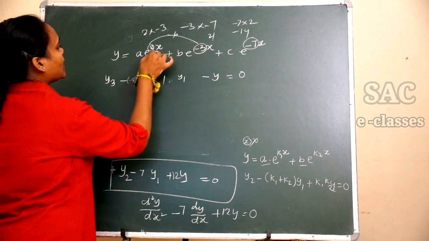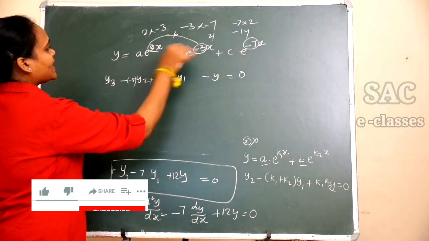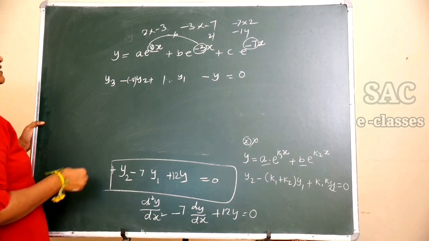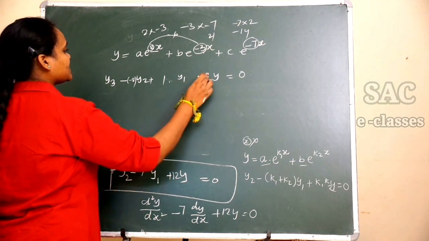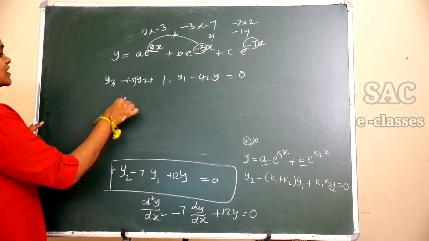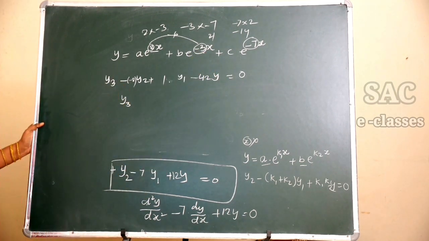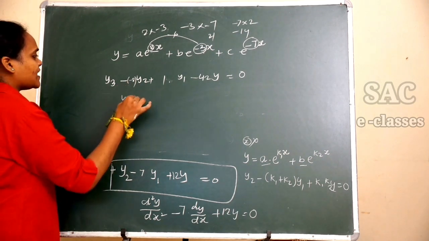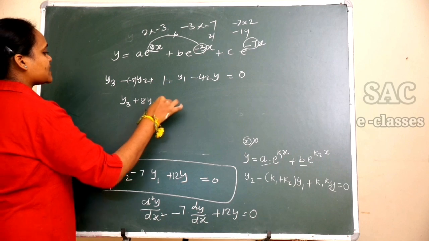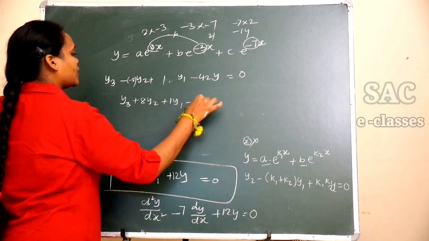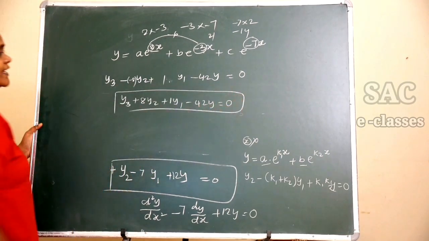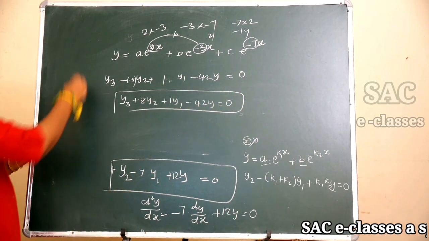Multiply all three: 2 into minus 3 is minus 6, into minus 7 it is plus 42. So the constant is minus 42. So what is the differential equation you may get? y''' minus of minus 8 means plus 8y'' plus 1y' minus 42y is equal to 0, which is the required solution for the given equation.